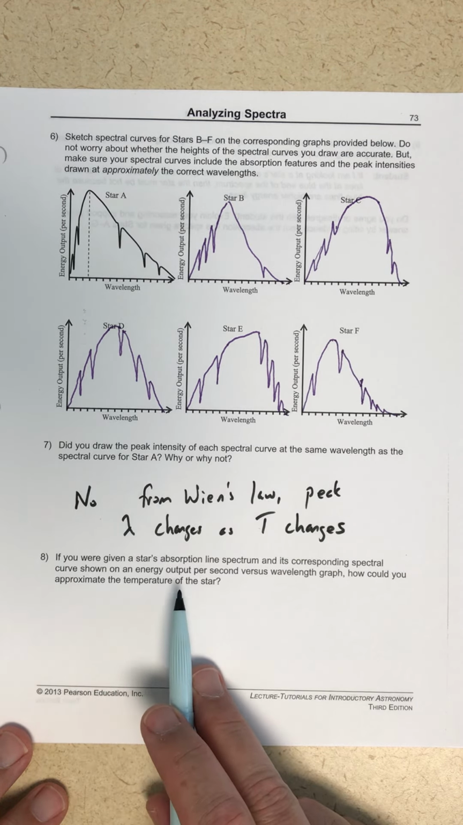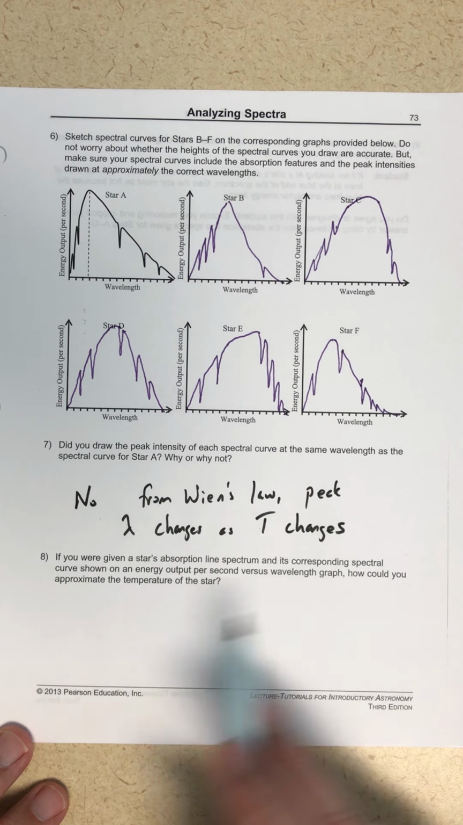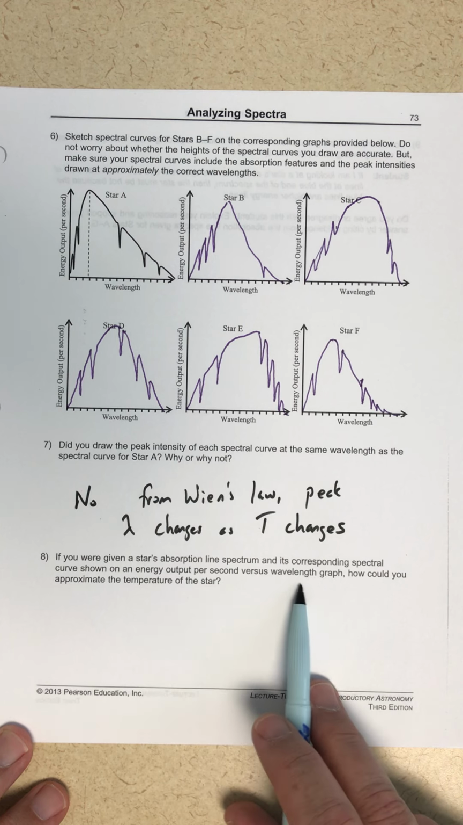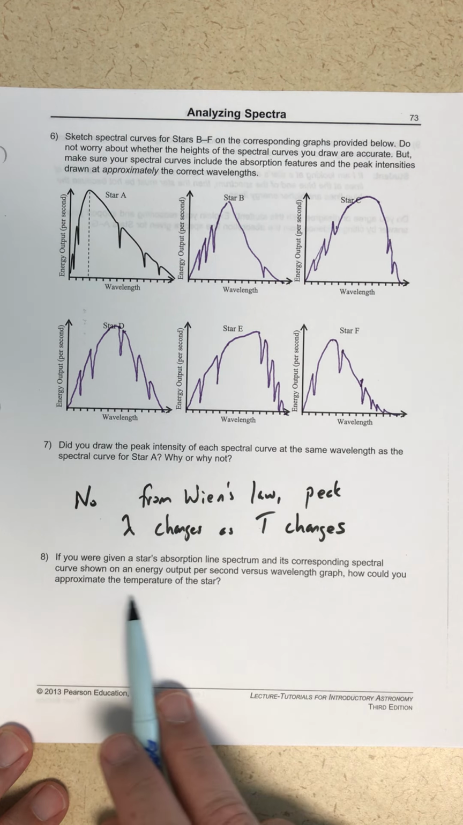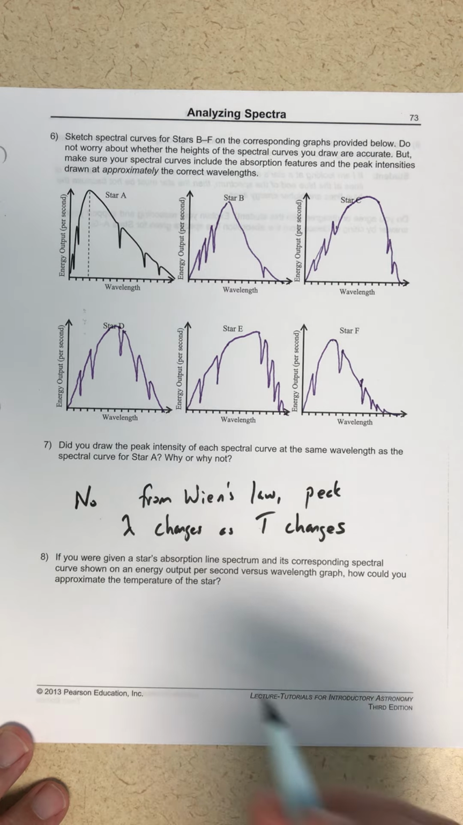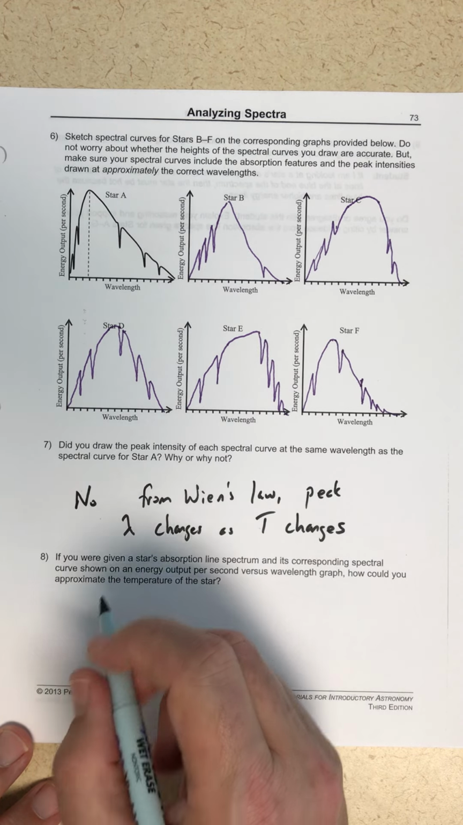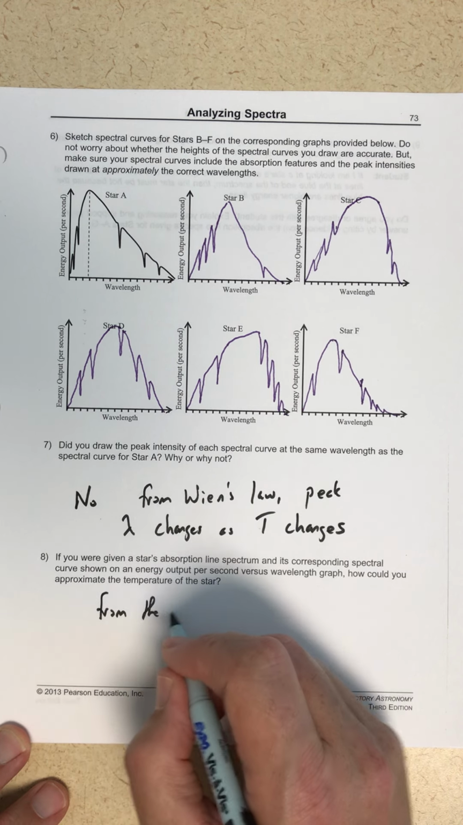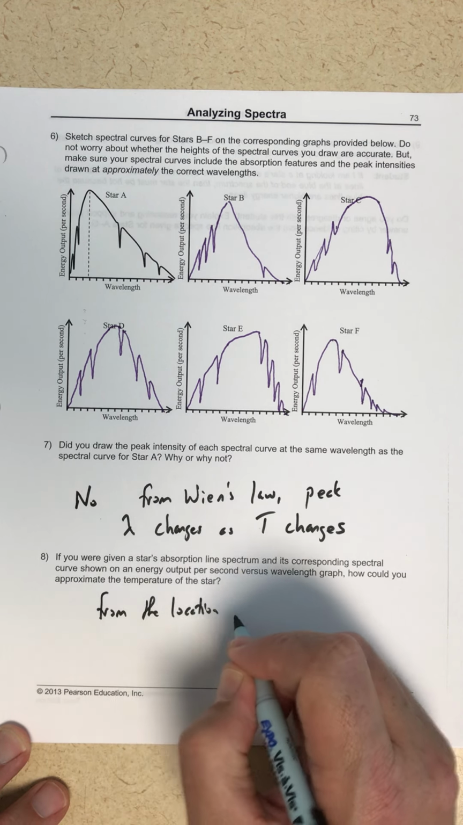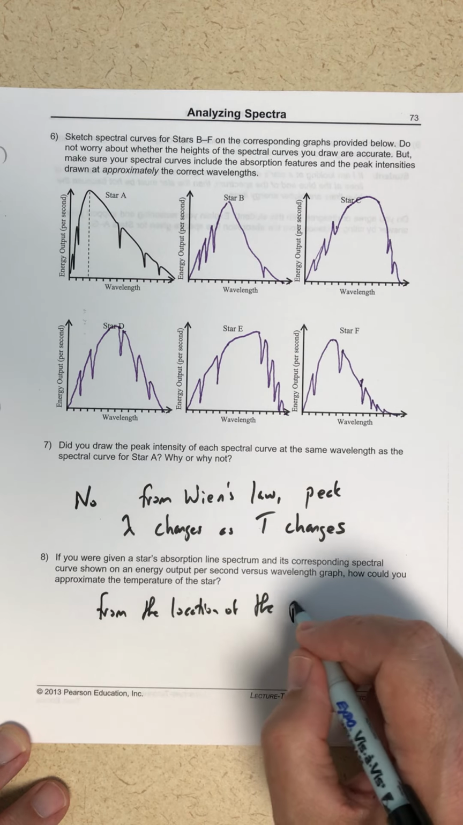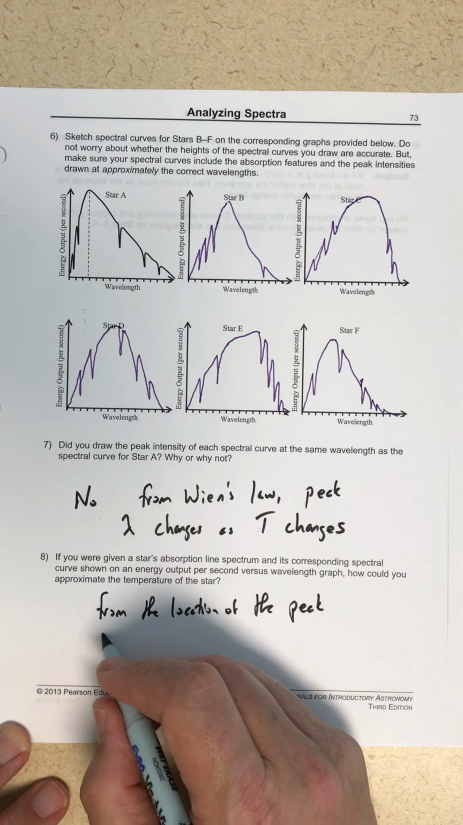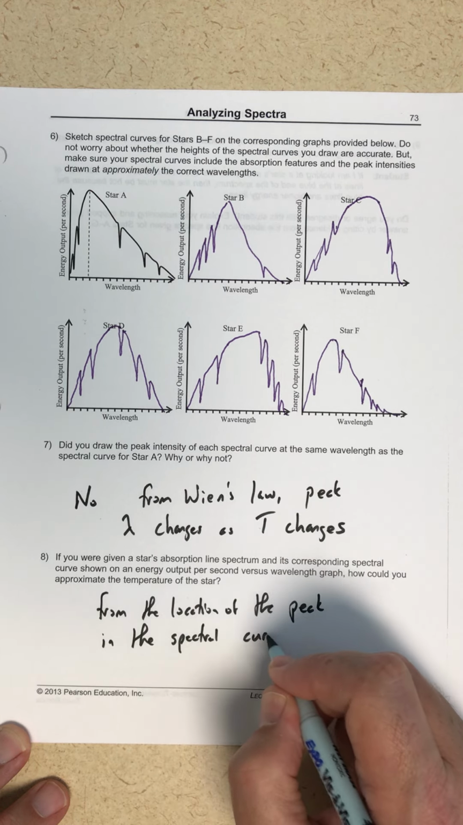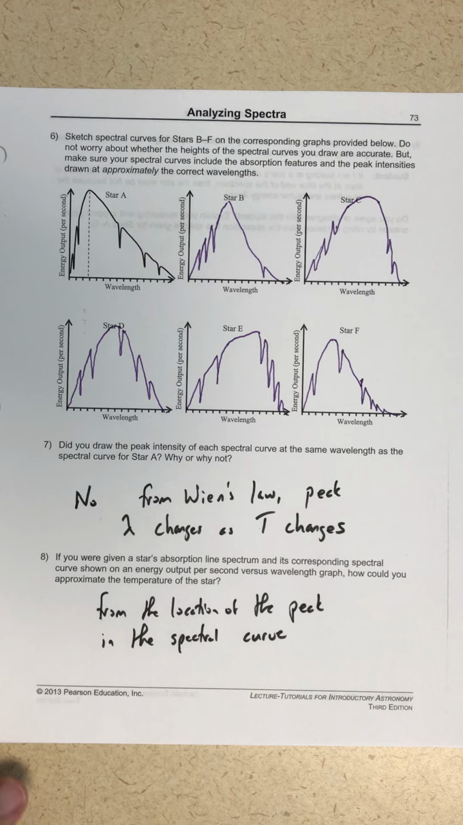If you were given a star's absorption line spectrum and its corresponding spectral curve shown on an energy output per second versus wavelength graph, how could you approximate the temperature of the star? So not from the pattern of absorption lines per se, but from the location of the peak in the spectral curve. So we could use Wien's law to find the temperature.